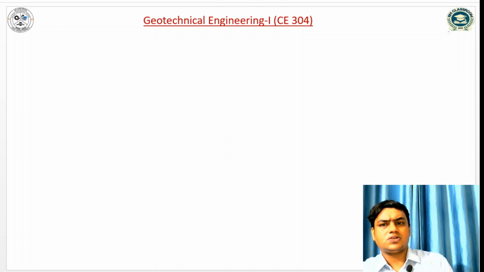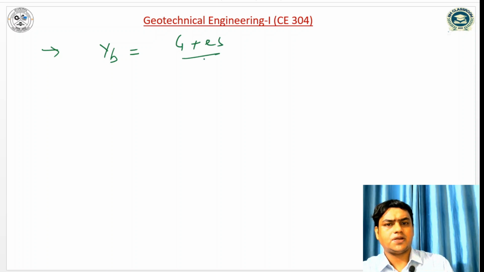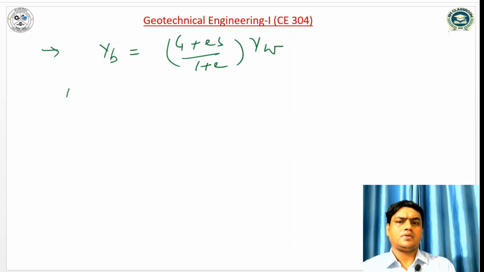Same thing we can also write. Just now I have derived the expression of bulk density, and bulk density is (G plus eS) divided by (1 plus e) into gamma W. Now I am going to derive the expression of saturated density.